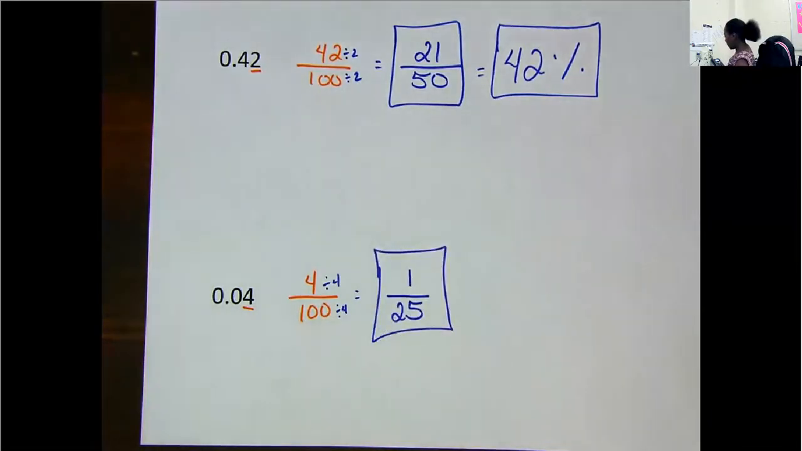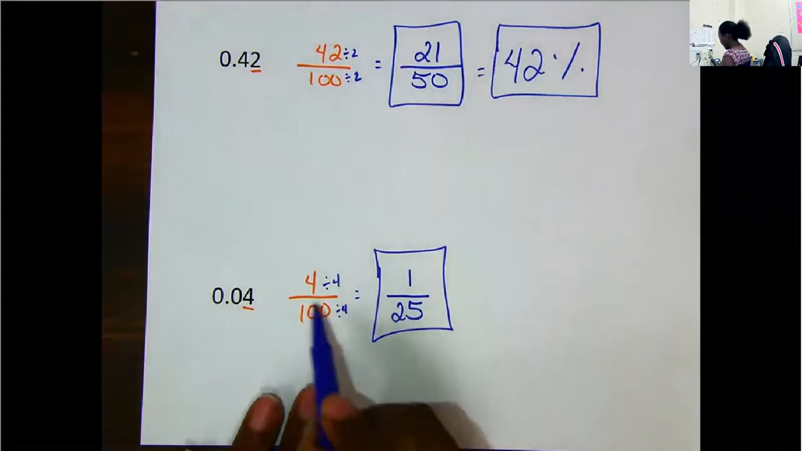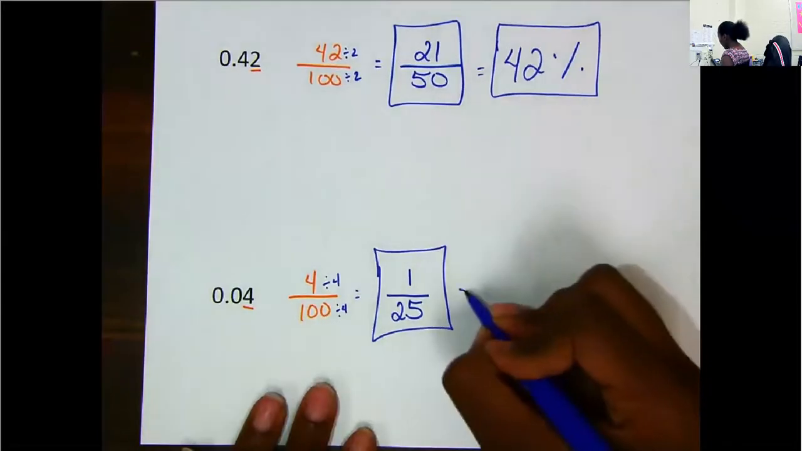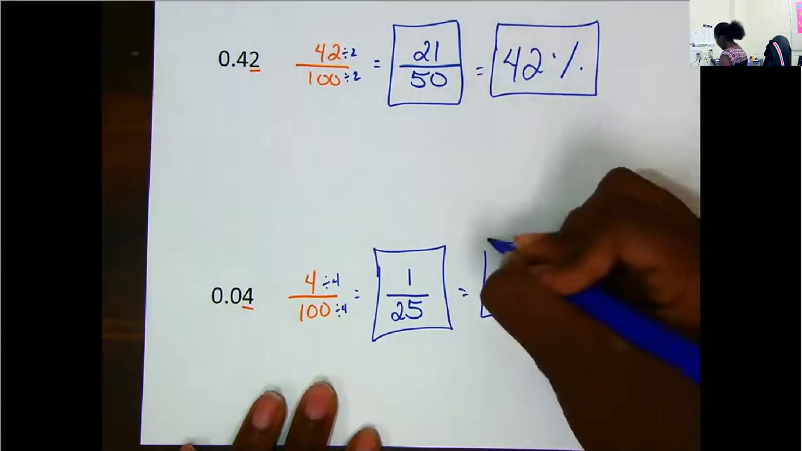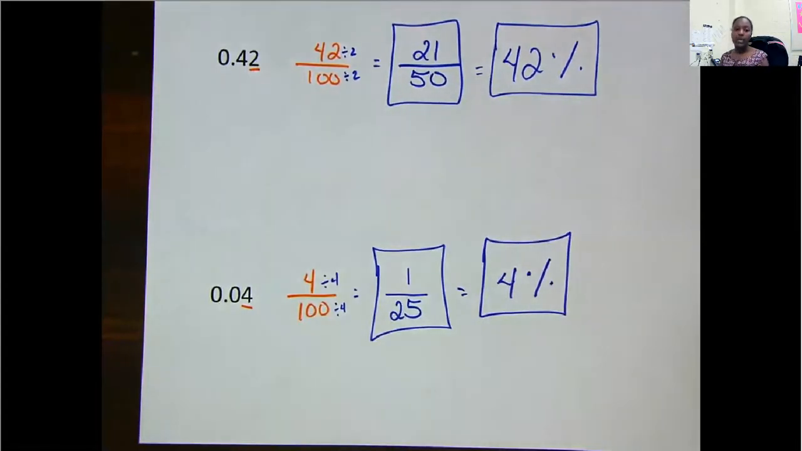I'm going to go back to the original fraction. It's out of 100. So I know that my top number is my percent, 4%. So 4 hundredths is equivalent to 1/25th, which is 4%.